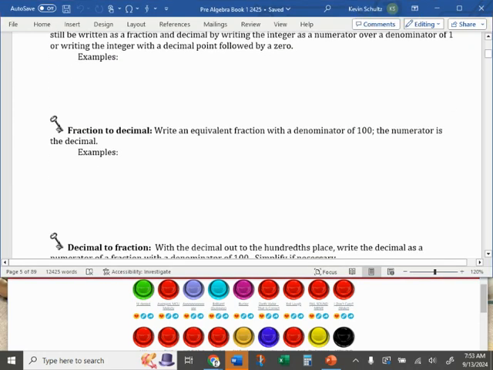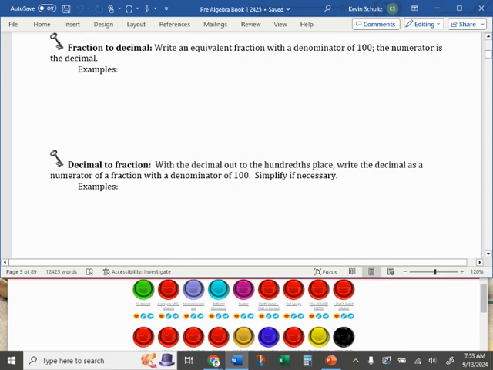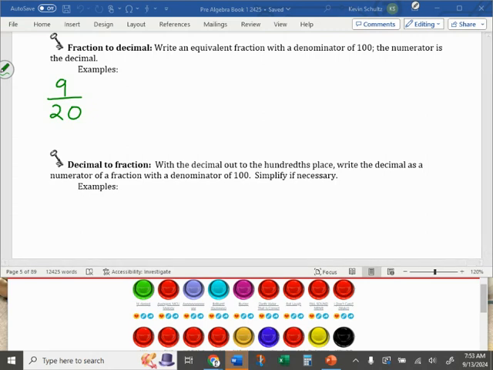Here we go. Turning a fraction to a decimal and then a decimal to a fraction. It says, write an equivalent fraction with a denominator of 100. The numerator is the decimal. Let's say our fraction is 9/20. Now we want to write an equivalent fraction with a denominator of 100. So writing an equivalent fraction means that these are equal, and our denominator needs to be 100. What's our numerator going to be here? Melanie? 45. And how do you get that? You do 20 times 5, you get 100, so you do 9 times 5.